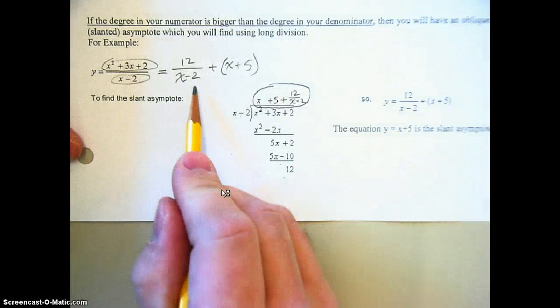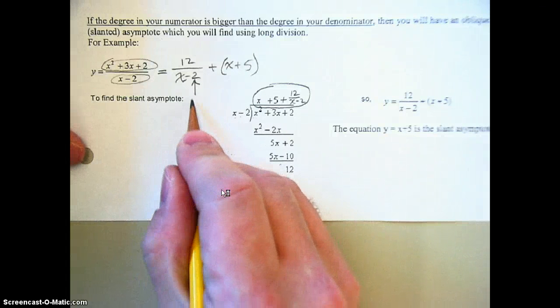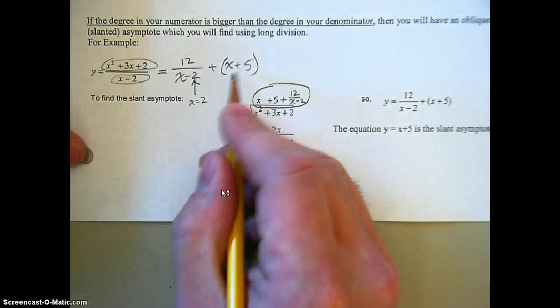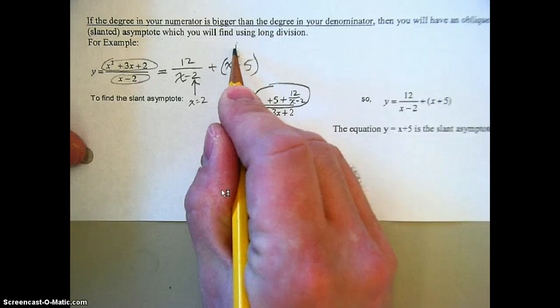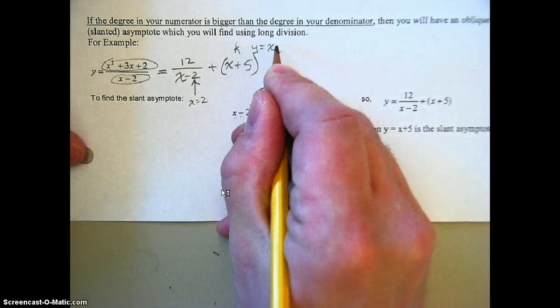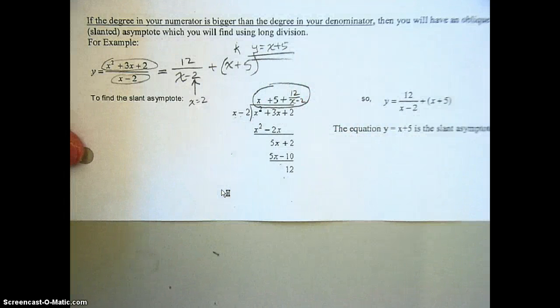So we're looking at it, our h term, our vertical asymptote, still at x equals 2. Our horizontal asymptotes no longer are horizontal. Our k term back here is actually a linear equation. So k is equal to y equals x plus 5. And so that linear equation becomes your oblique or your slant asymptote. Okay? So you got to graph that line. Any questions on that?